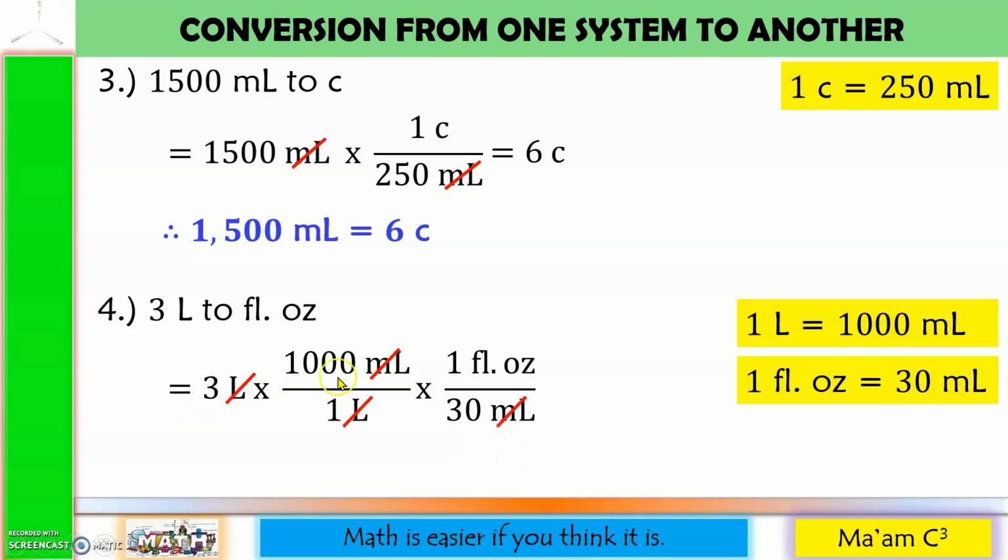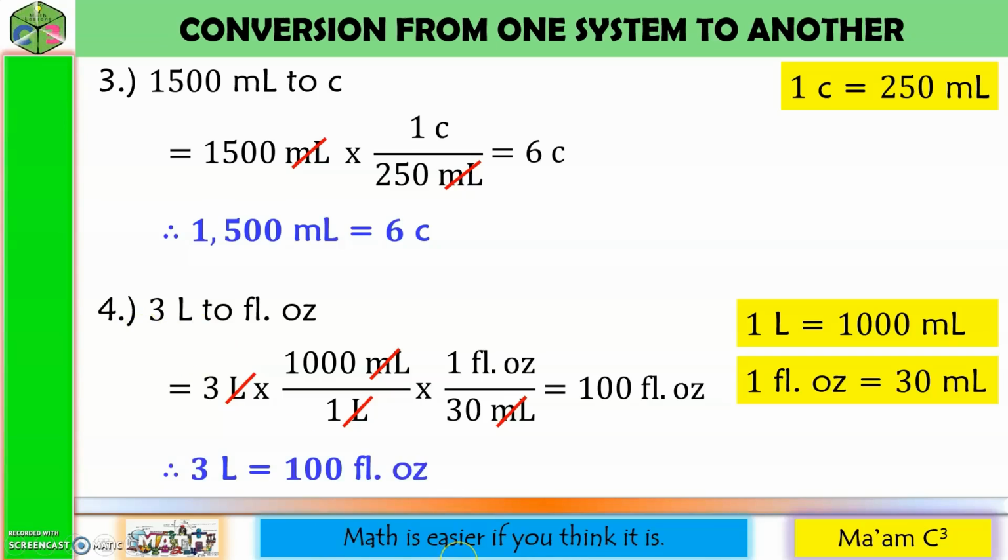So 3 times 1,000 is 3,000 times 1 is still 3,000. 1 times 30 is 30. So we have 3,000 over 30. We can cancel one pair of zeros. So that will become 300 over 3. And that is equal to 100 fluid ounces. Therefore, 3 liters is equal to 100 fluid ounces.